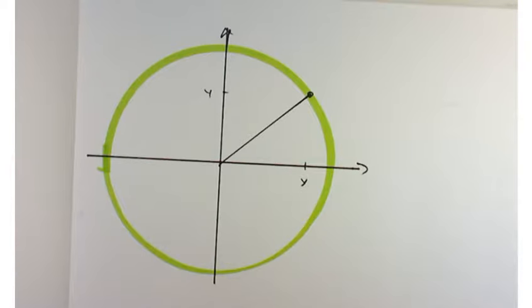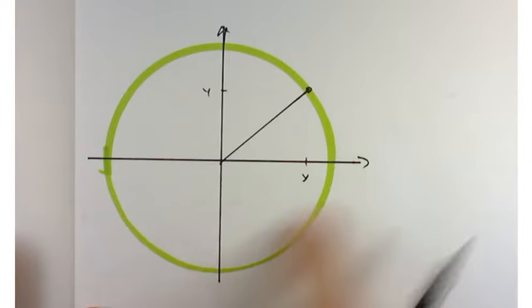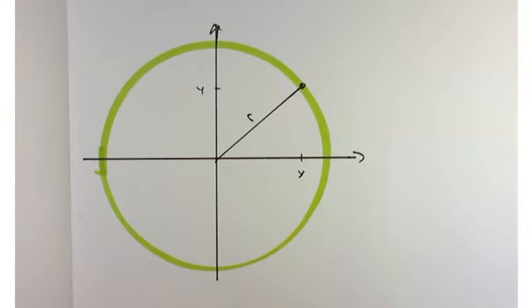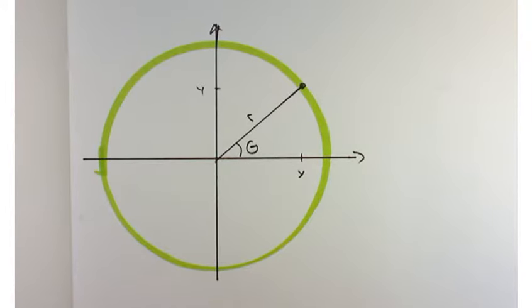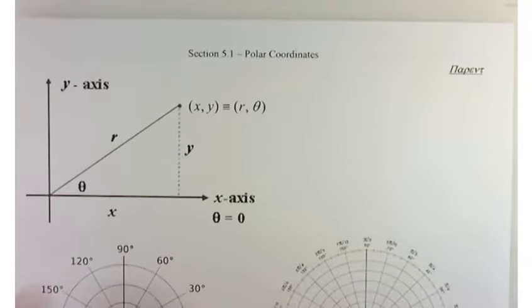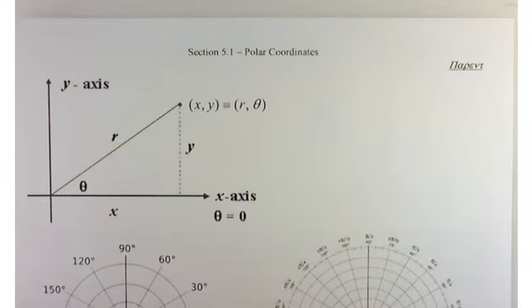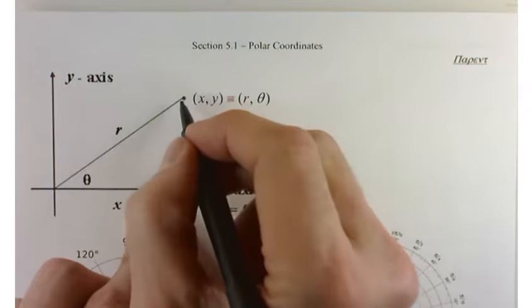So that's part of it. But that really specifies a lot of points. There are a lot of points that are the same fixed radial distance or radius from the origin. So to narrow it down, we'll also specify theta. So instead of just x and y, we can do r and theta. Now you might notice that instead of an equal sign, I have a triple bar. That stands for equivalent. So it's just a different way to think of this coordinate.